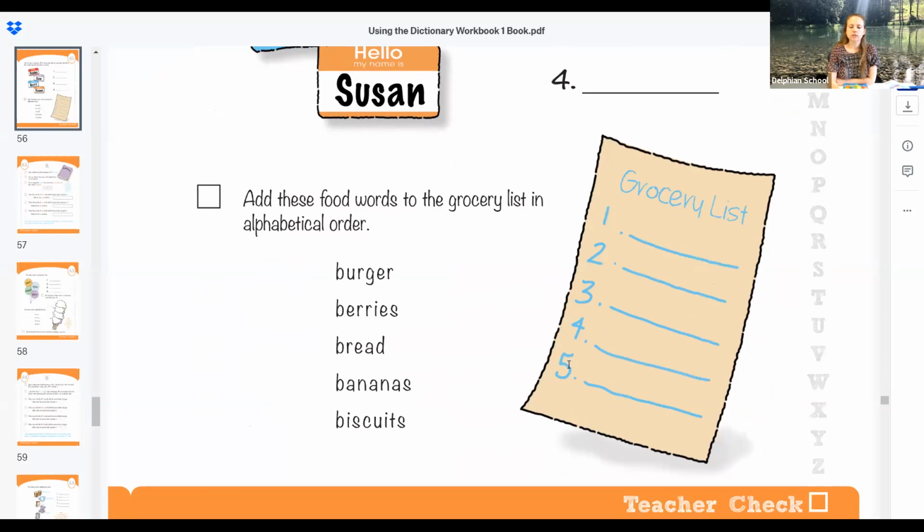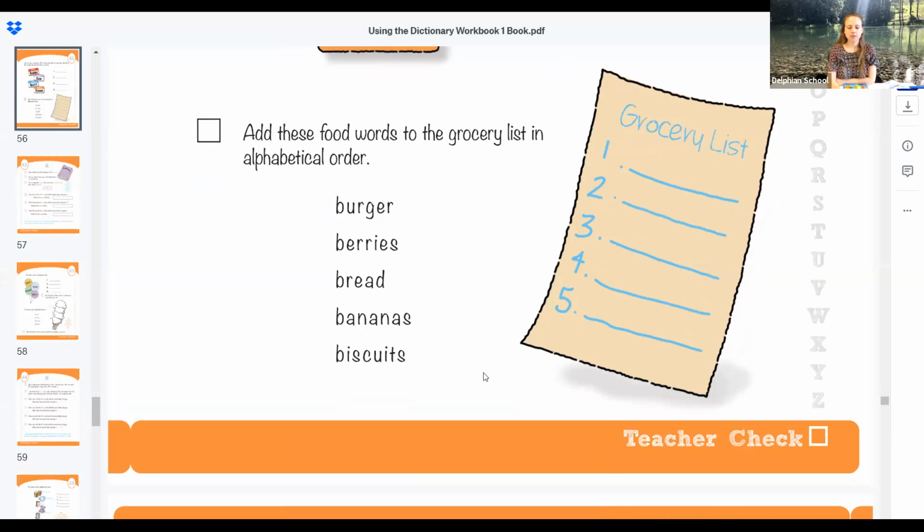Okay. Add these words to the grocery list in alphabetical order. Here we go. Burger, berries, bread, bananas, biscuits. Let's do it. So first we have bananas. See if I can do it faster than you guys. Berries, biscuits, bread, and burger. I was the first one on that one. Nobody typed it in faster than I said it out loud. Oh wait, I lied. Milo, you said it before I finished. So you win. You beat me. And Aurora said berries, which is absolutely right. That one's toward the beginning, but the first one would be, that's right, bananas.